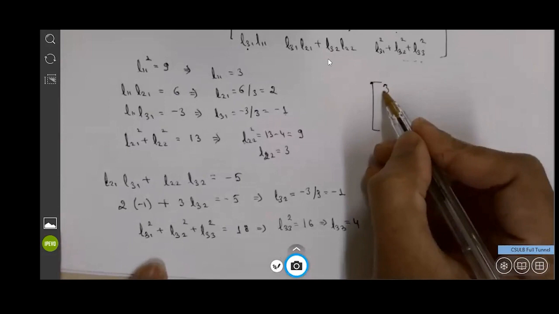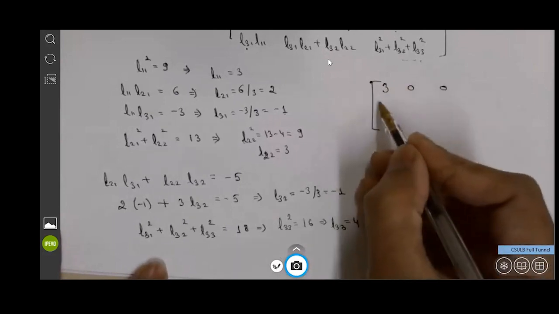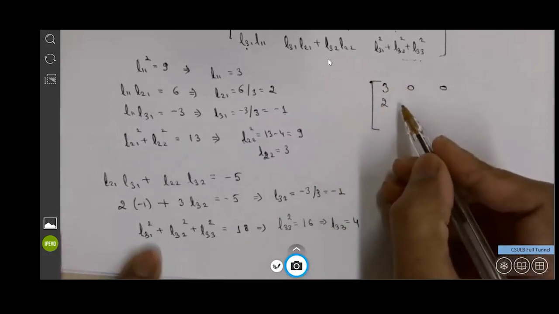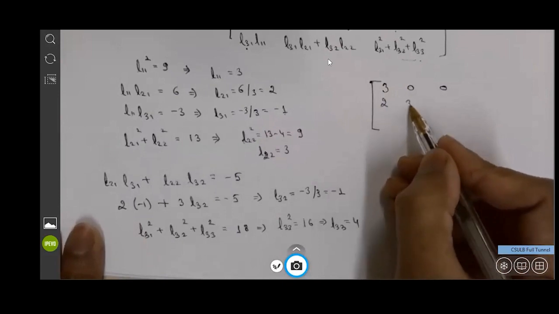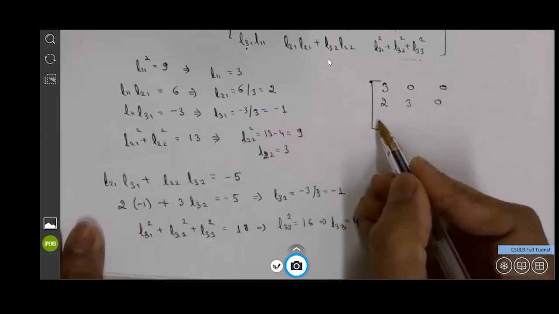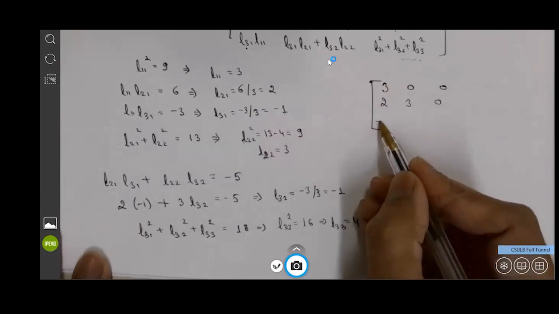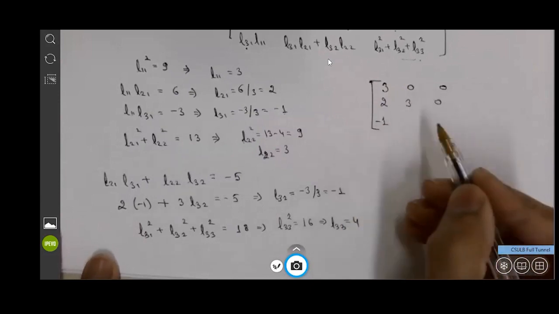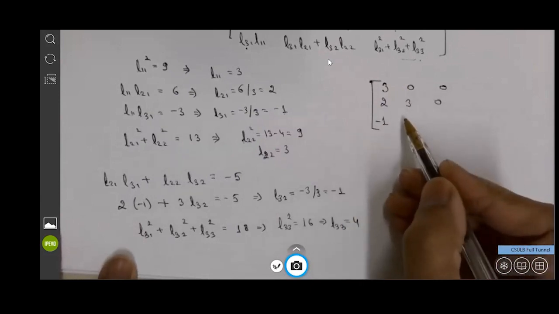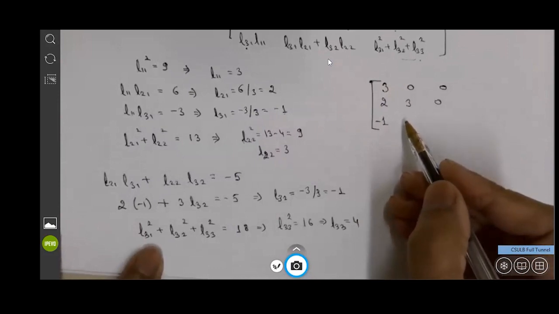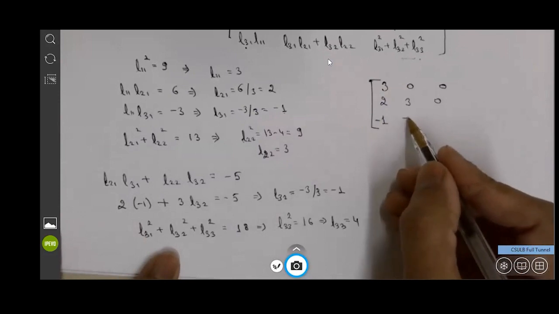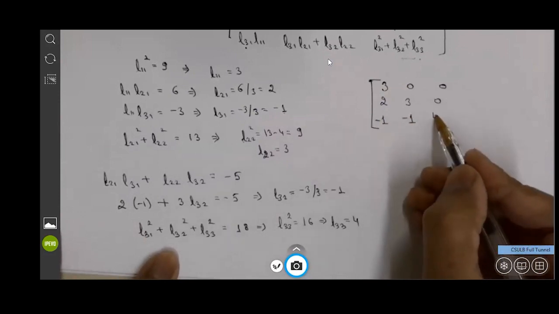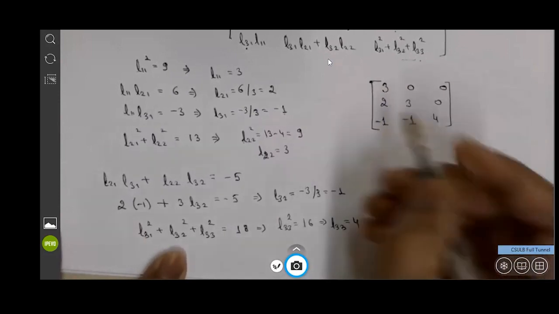So the L matrix looks like this: 3, 0, 0, 2, L22 is 3, 0, L31 is negative 1, L32 is negative 1, and L33 is 4. That is my L matrix.